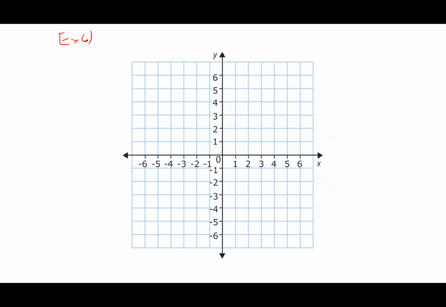Exercise number 6. Okay, let's see. Let me see of a good one here that we can do. Absolute value would be good. Absolute value of x, that's our parent function. This one starts at 0, 0, and the parent function goes with a slope of 1 very nicely up. It's a V shape always, and it goes like this.